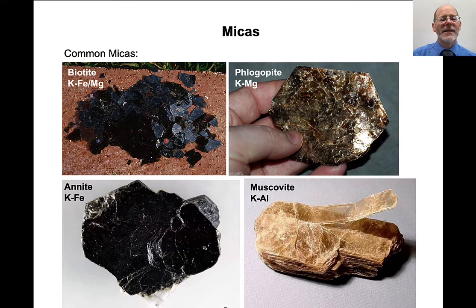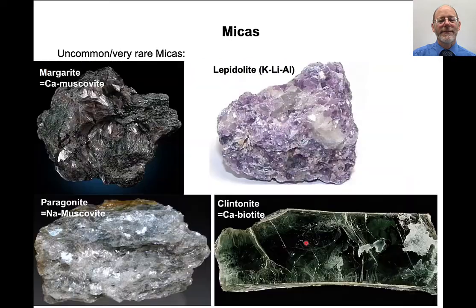Here are some common micas. Here's biotite, brown mica. Annite, which is virtually black, is the iron end member of biotite. Phlogopite is the magnesium end member of biotite. And then here's muscovite, a dioctahedral aluminum mica. And then there are various other less common micas.